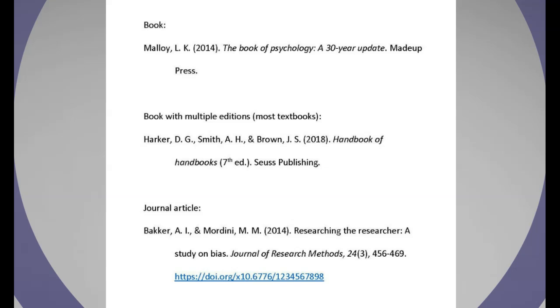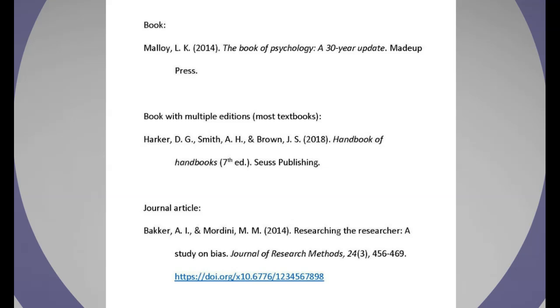A book is referenced differently from a journal article, and different types of books are referenced slightly differently. The first example is a book with a single edition. The second example is for a book with multiple editions, as most textbooks are. Notice that there are some similarities, but we need to know the edition when a book has multiple editions. Often, there are differences between one edition and the next, in terms of things such as page numbers and content of it. If nothing changed, there'd be no point for a new edition.